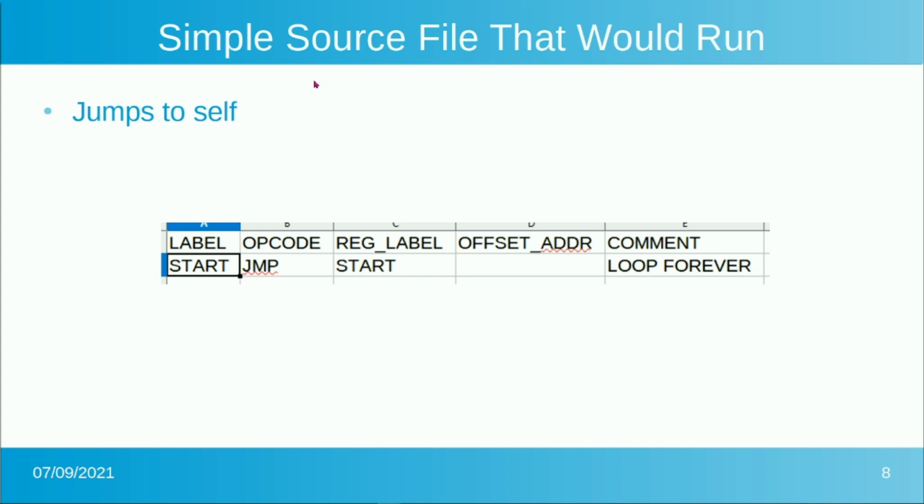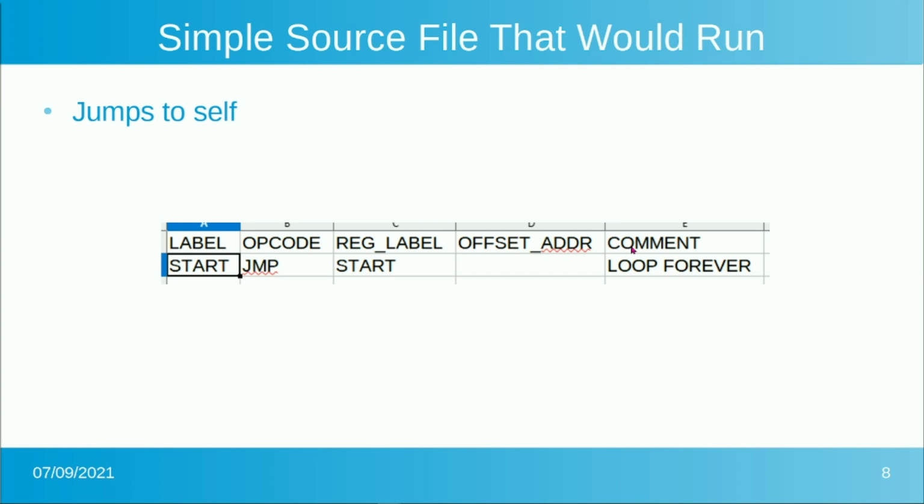The source file, this is a very simple example of the source file that just jumps to start and starts itself. Every line has to have an instruction on it. Labels can't be on a line by themselves. If you wanted a label on a line by themselves, you could probably throw a no op in there and do that, but it really serves no great purpose to do that.